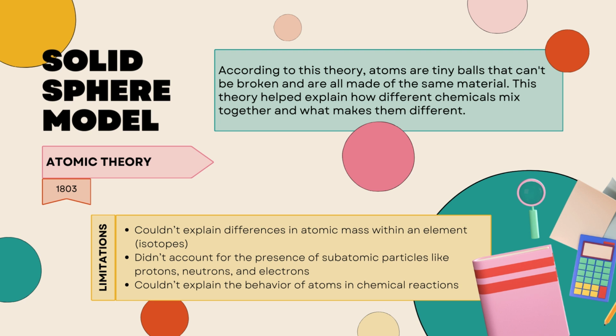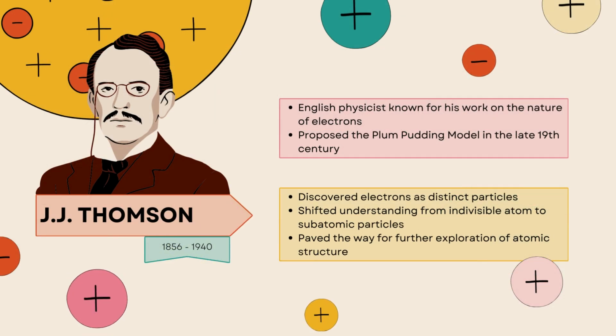Atomic theory. 1803. Limitations. Couldn't explain differences in atomic mass within an element, isotopes. Didn't account for the presence of subatomic particles like protons, neutrons, and electrons. Couldn't explain the behavior of atoms in chemical reactions.